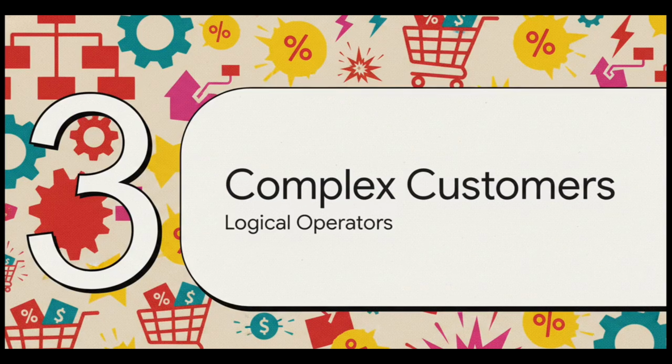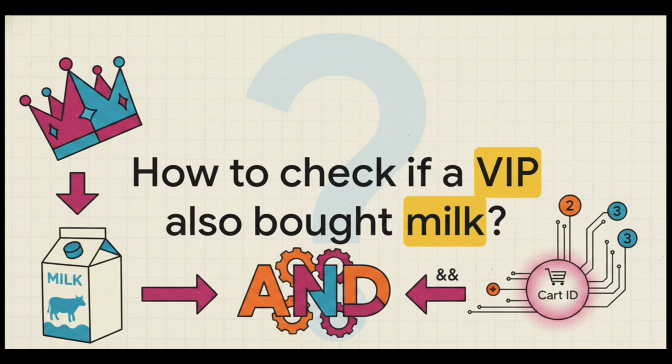Section 3. Complex Customers. Moving right along our itinerary. Our store just introduced some really complex discount promotions for the holidays, and the current code is practically crashing because it simply cannot handle evaluating multiple conditions at the exact same time. So, here's the challenge we're facing. How do we check if a customer is a VIP and they also bought milk?